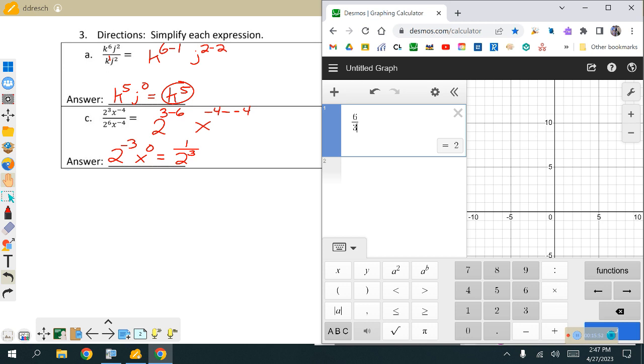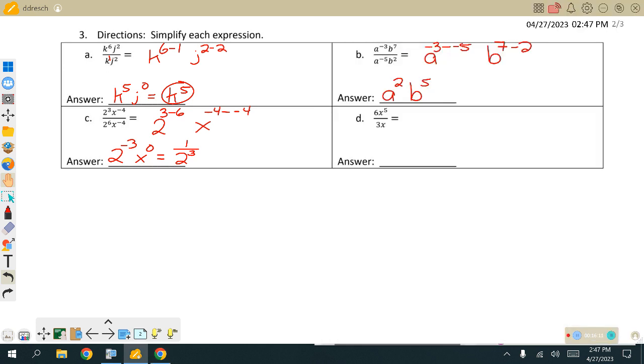Just because they're not like bases, we can still divide them just nicely. So 6 divided by 3 gives me a 2. That's where students kind of have a brain fart. Just don't forget division of your whole numbers from years and years ago. So we get a 2.